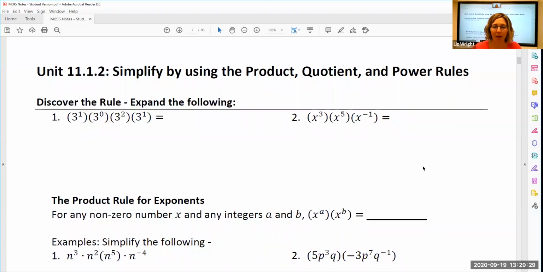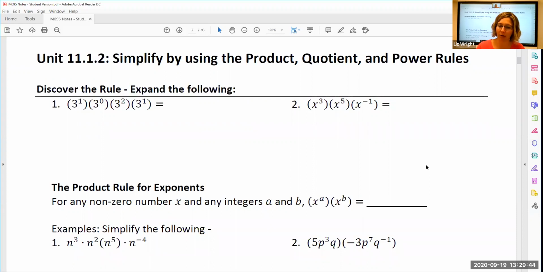Hi everybody, today we are going to be looking at unit 11.1.2, simplifying by using the product, quotient, and power rules. So if you want to grab out your notes, we're going to go through these examples and then we'll stop the video and I'll restart recording for the next topic.